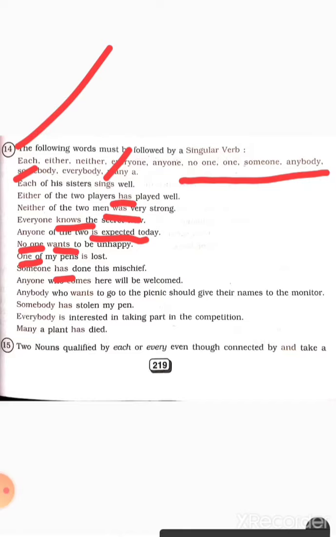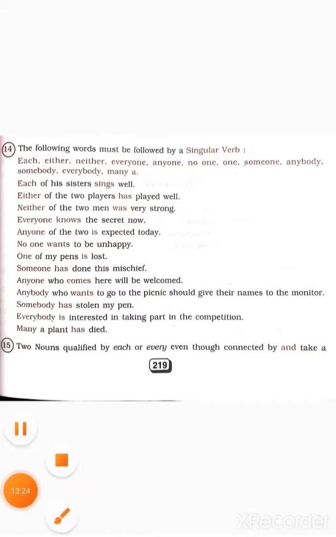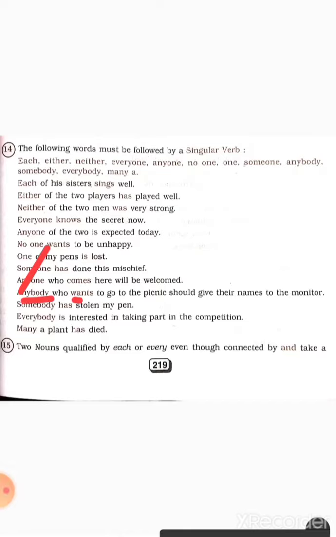Anyone who comes here will be welcomed. Who comes, singular verb. Anybody who wants to go to the picnic should give their names to the monitor. After anybody also a singular verb. So that is why wants. Somebody has stolen. After somebody also has. You cannot write the plural have.